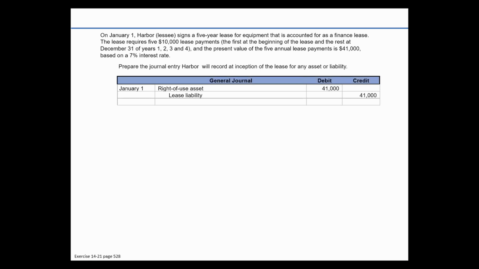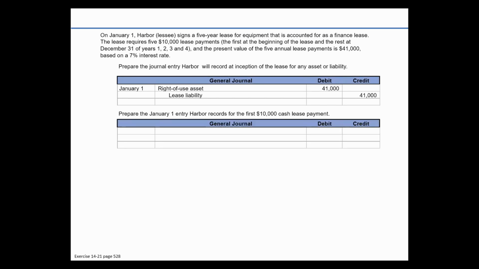So the first thing that we'll do is record the journal entry that Harbor will record at the inception of the lease for any asset or liability. So you have a right of use asset for $41,000, debit, and then a credit to the lease liability for $41,000, because that's what they owe, the total amount of the lease payments.